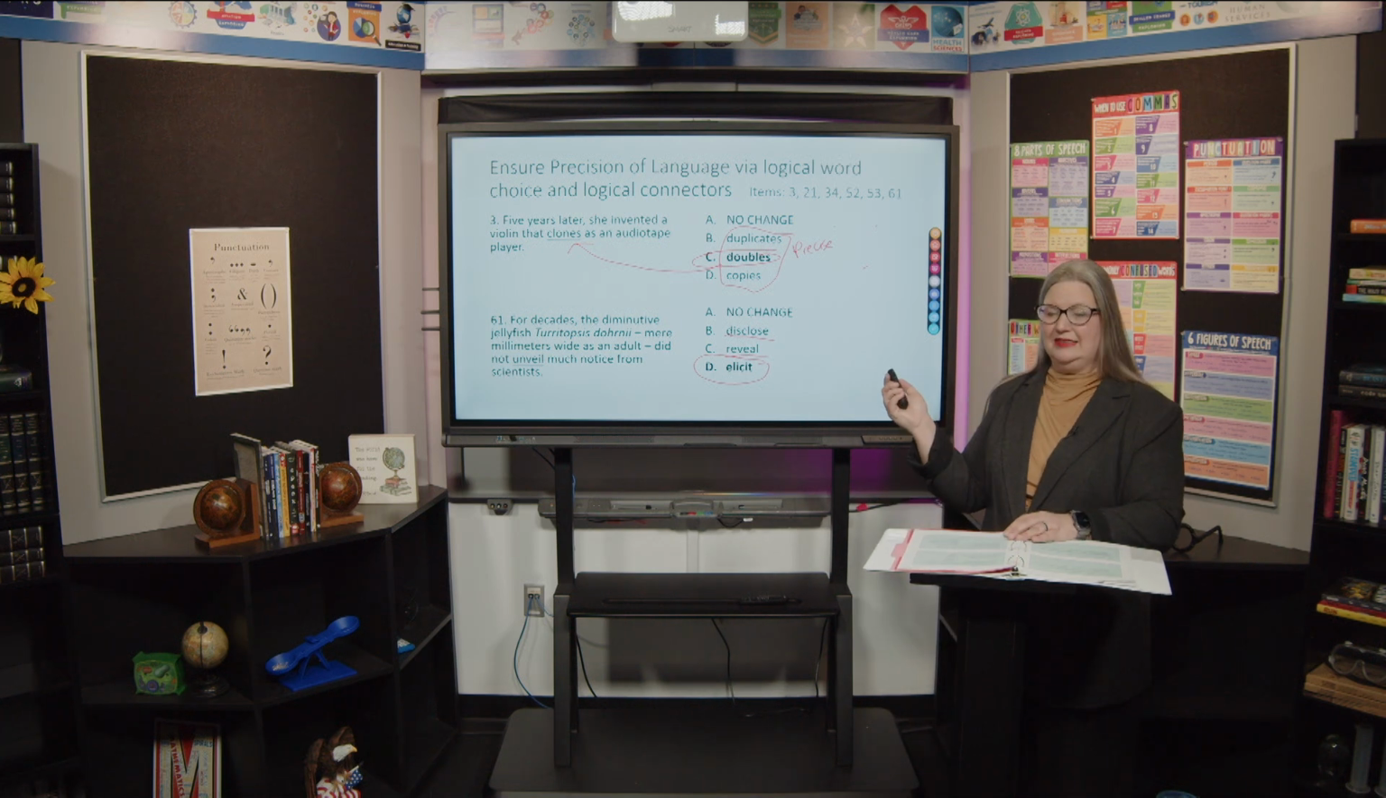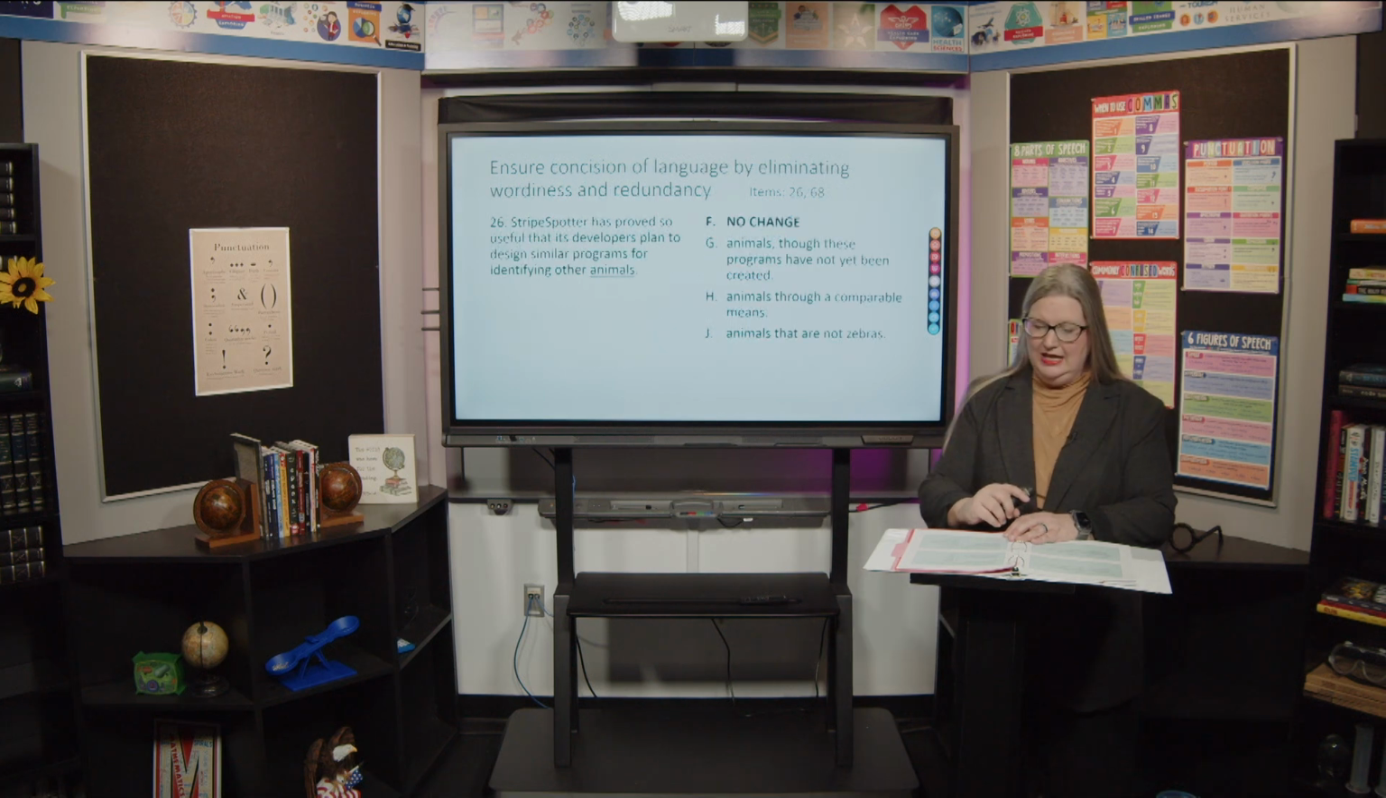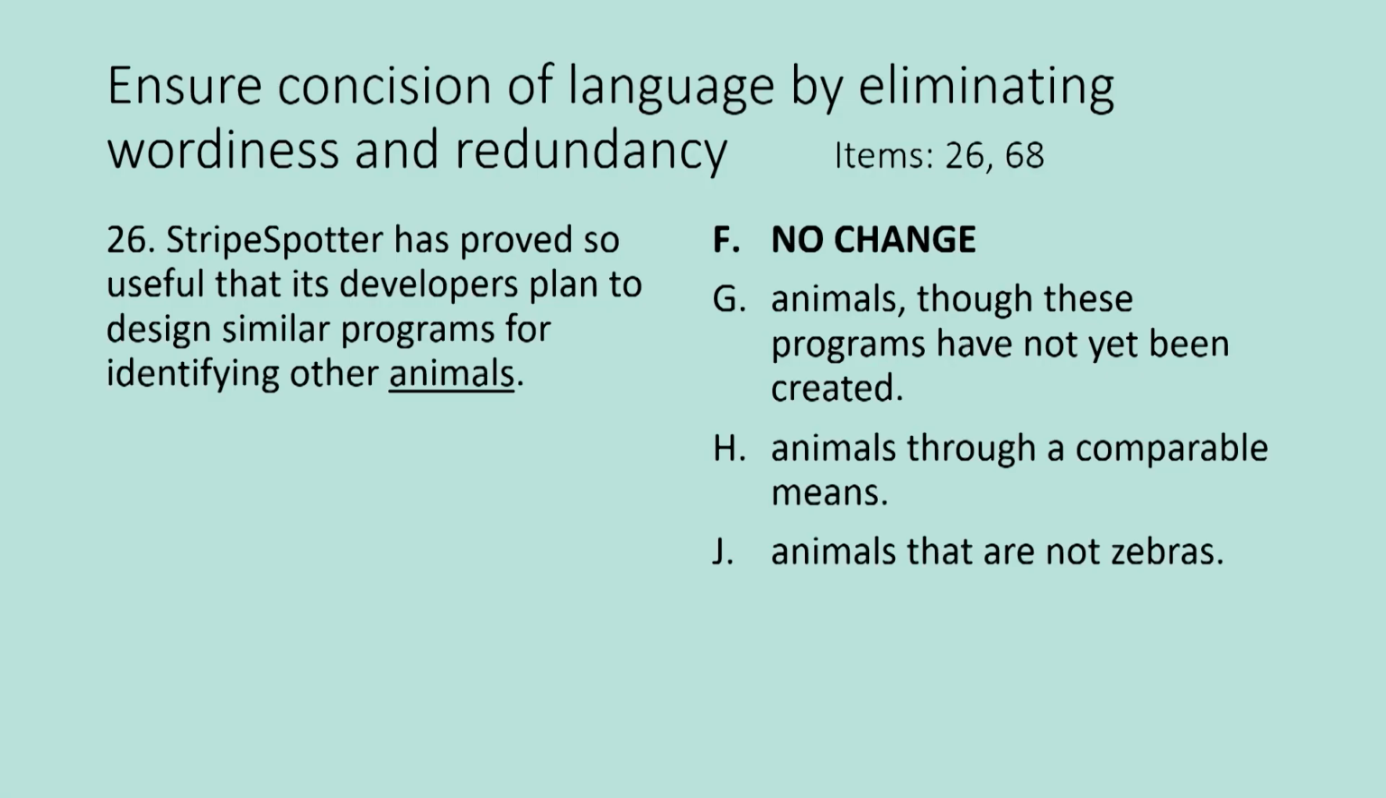All right, let's look at the next learning target. It is going to be ensure concision of language by eliminating wordiness and redundancy. So the Stripe Spotter, number 26, says, Stripe Spotter has proved so useful that its developers plan to design similar programs for identifying other animals. Well, let's look at how to avoid redundancy.